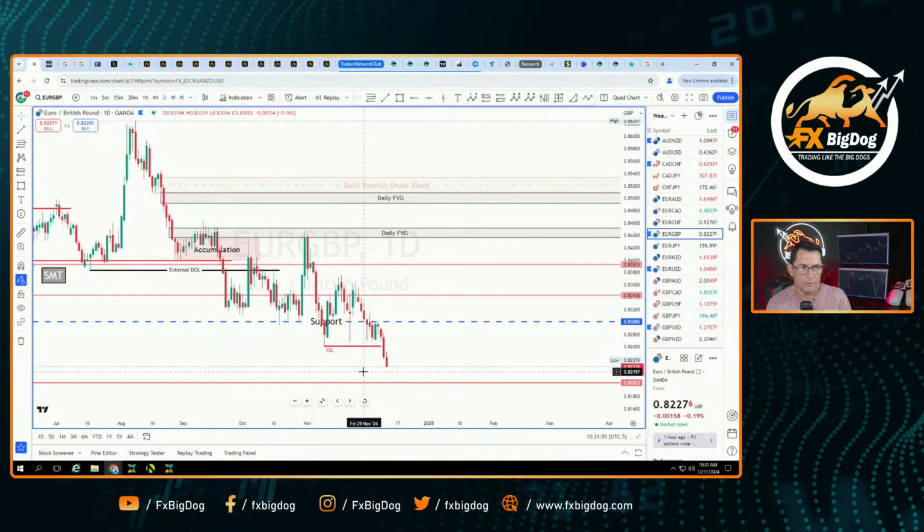Now, let's say I'm wrong and price turns around. What is it going to need to do? It's going to need to take out the high right here. That's the high right here, because you can see we have accumulation.